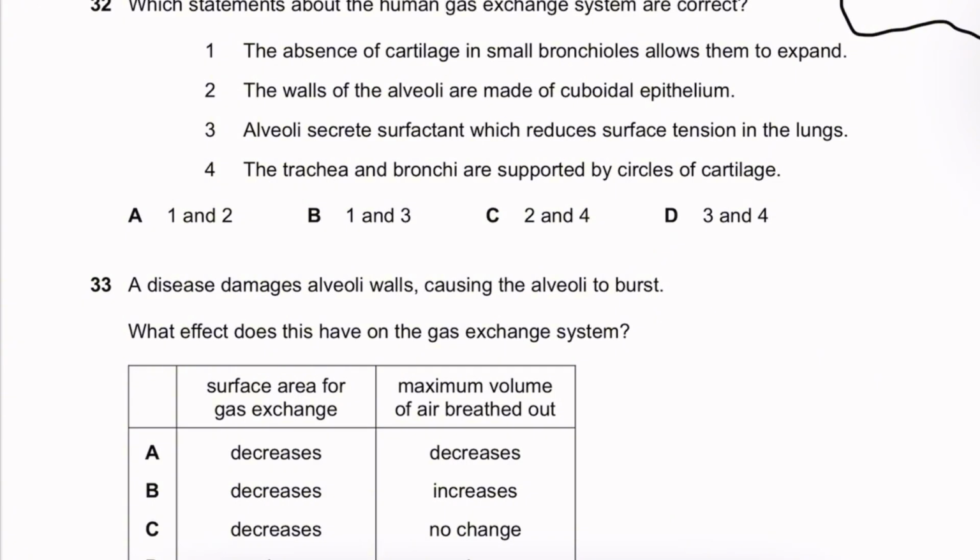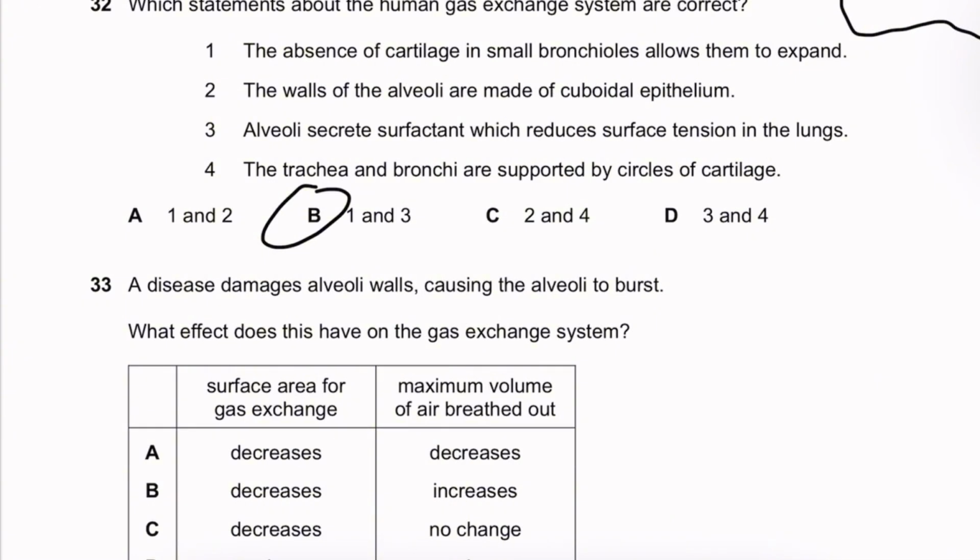The alveoli secrete surfactant, which reduces surface tension in the lungs. The alveoli do secrete surfactant. This is a material that decreases surface tension and allows the alveoli to be held in place as they are. And the trachea and bronchi are supported by circles of cartilage. The trachea is supported by circles of cartilage, but the bronchi are actually supported by blocks of cartilage. So really the only right answers here are 1 and 3. So that's B.